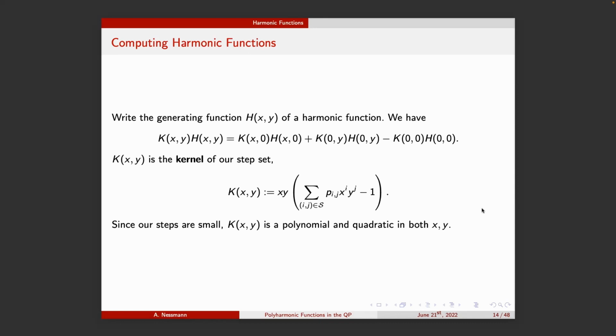What we can also see is that as soon as we know the boundary terms, we already know the harmonic function. We just divide by the kernel. Technically, we hope that we get a formal power series, but this will not be an issue. So all we need to do really is compute the boundary terms. And as mentioned, the kernel is quadratic, so we can get rid of this term by plugging in solutions of the kernel K(x,y)=0.